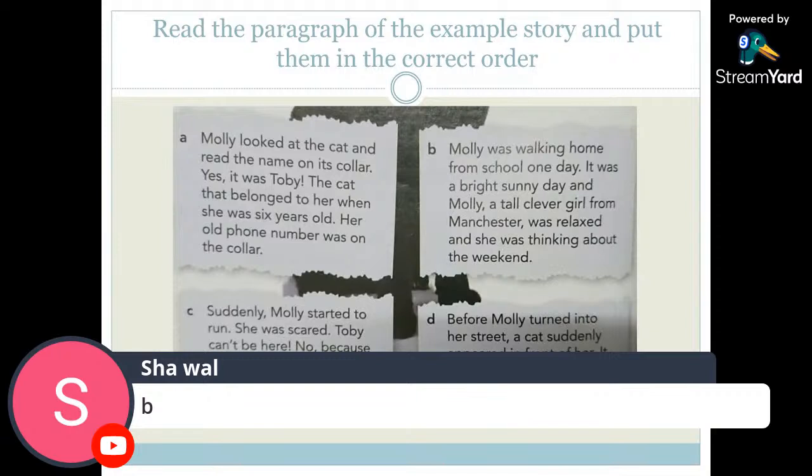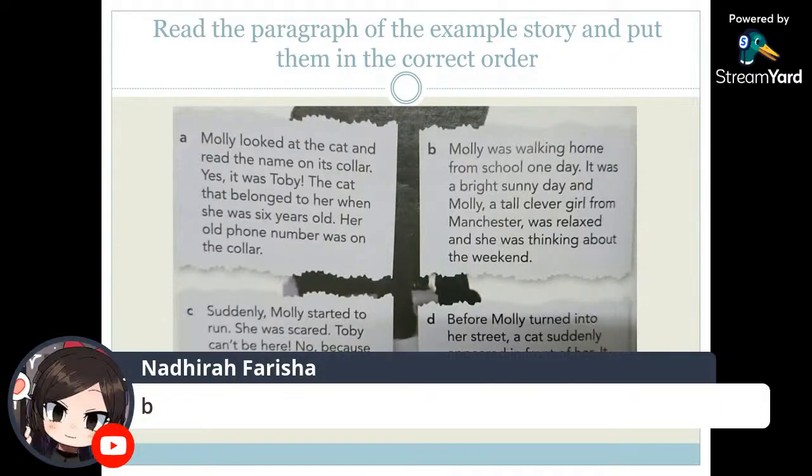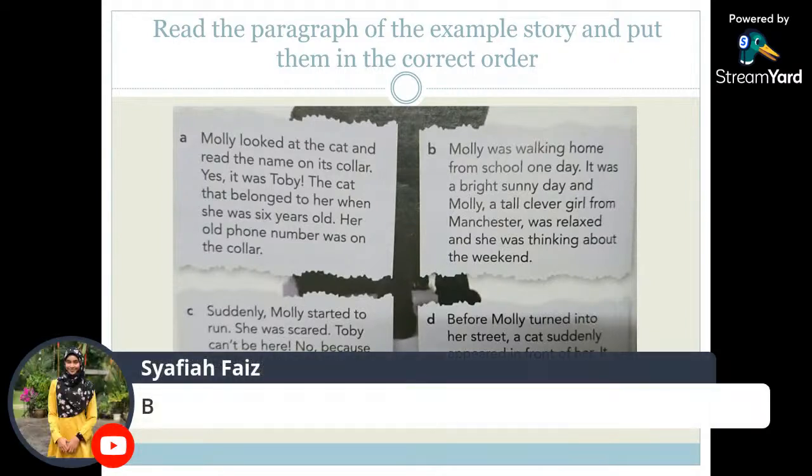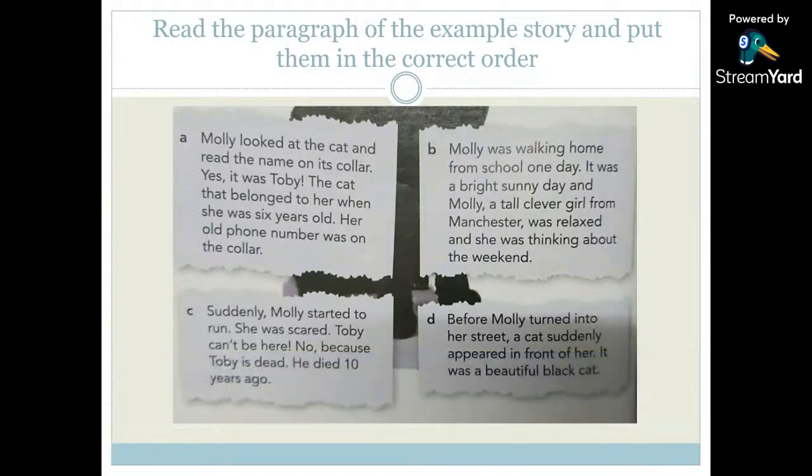Okay, there are few people responding. Shawal thinks B. Farisha think it's B. Shafia also think it's B. Now let's look at the answer.